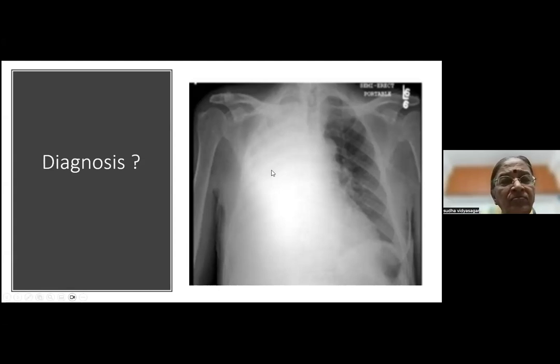Anyone? What's wrong with the right diaphragm here? Yeah? Anybody?